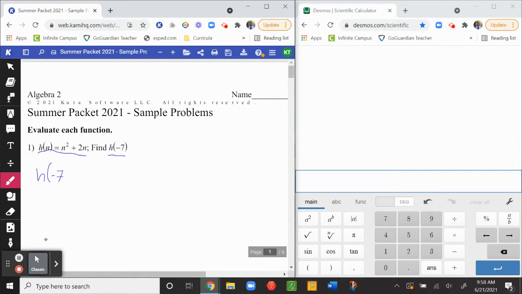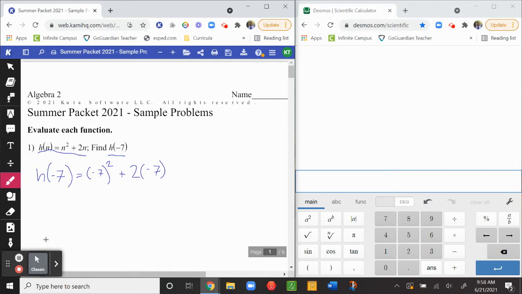So h of negative 7 is going to be the same rule, but replacing all of the variables with this input of negative 7. So in place of this n, I'll put a negative 7. I keep the squared, I keep the plus, I keep the coefficient of 2. I have another variable, so this n gets replaced by negative 7. So h of negative 7 is this expression, which I can simplify.